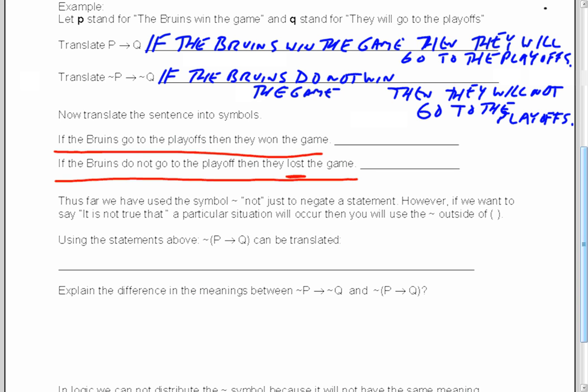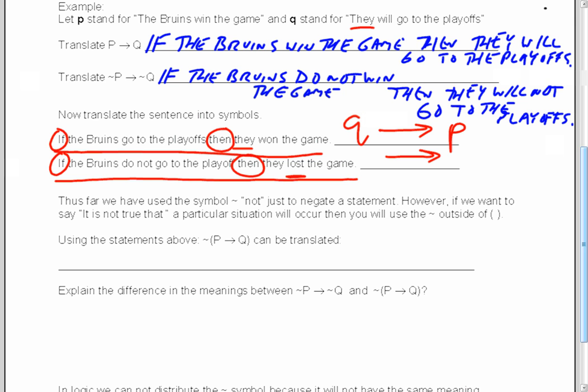Are these still if-then statements? Do we still have these words? So what symbol will I start with? Bruins go to the playoffs. What letter mentions playoffs? P or Q? Q. Which one mentions winning the game? P. Notice we can move around the subject. Bruins ended up here with the word playoffs. The word they ended up here with the game.